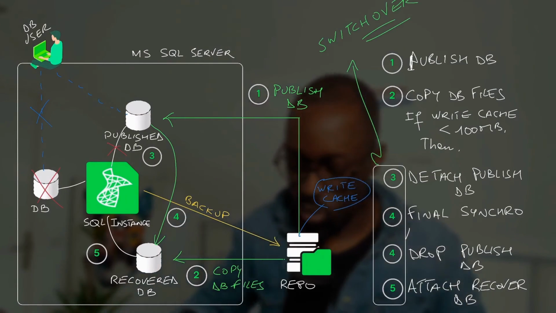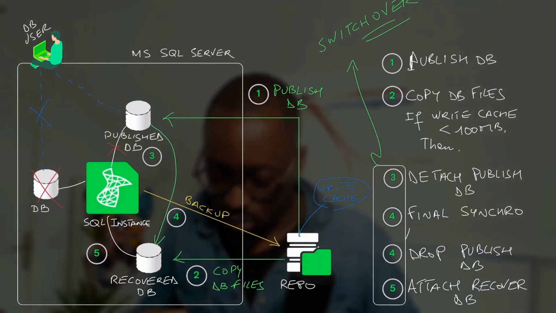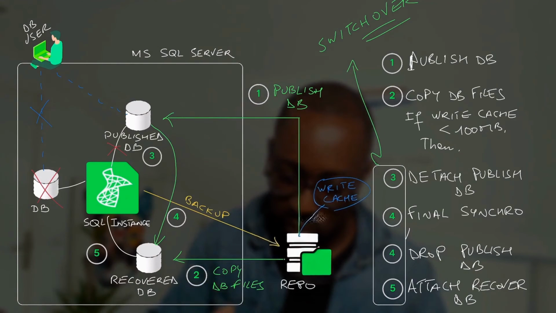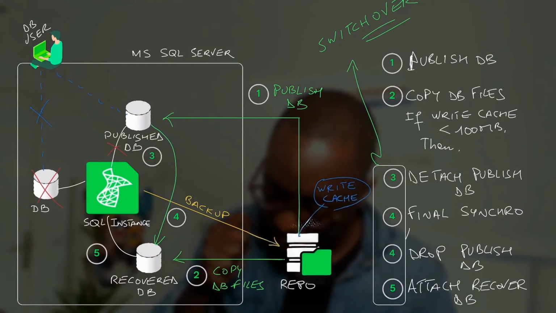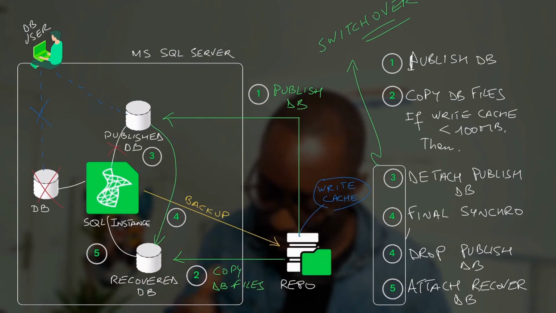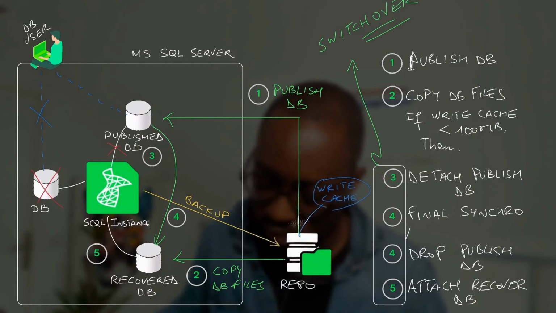So the switchover is really designed to ensure that the interruption, the downtime, is as short as possible. To achieve this, we will make sure that the modification delta, the cache, is less than 100 MB in size, in order to minimize the interruption and ensure a smooth transition back to the final state.